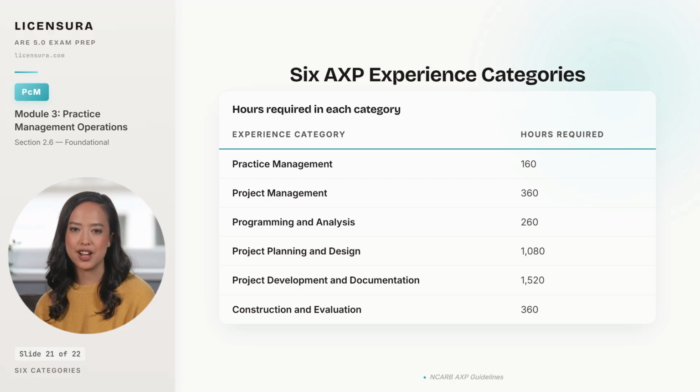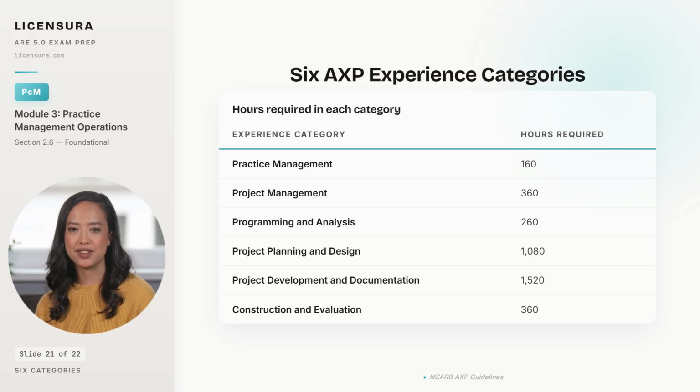Project development and documentation requires 1,520 hours, the largest single category, because construction documentation is where the most time on a real project is actually spent. And construction and evaluation requires 360 hours, covering construction administration, observation, and project closeout. Every candidate must hit every minimum.